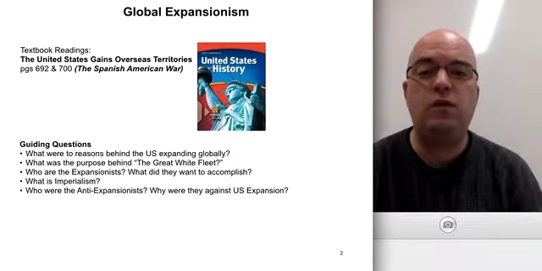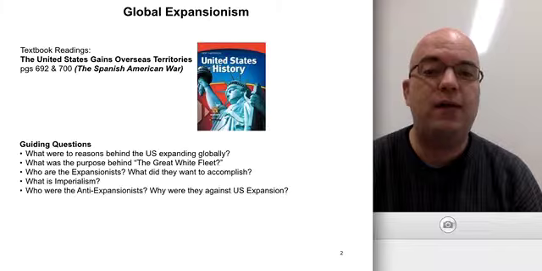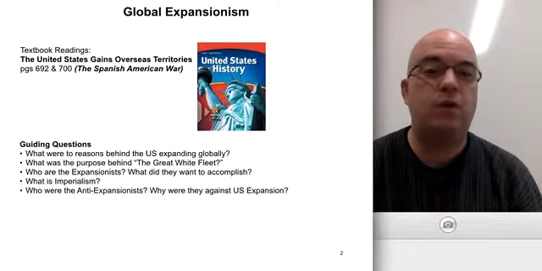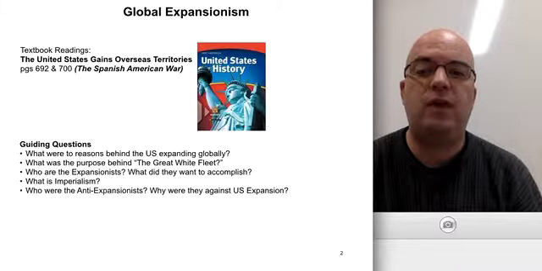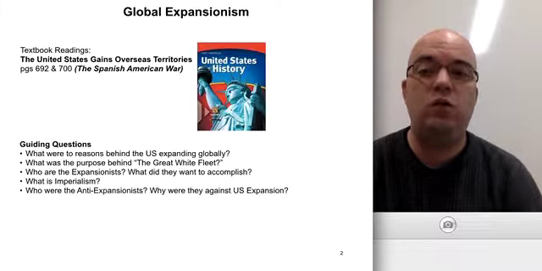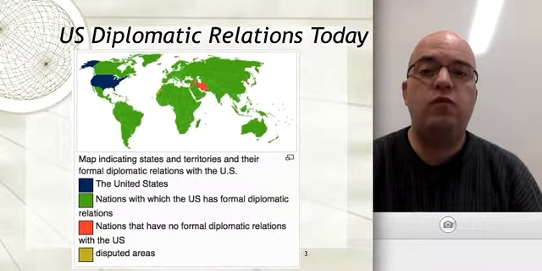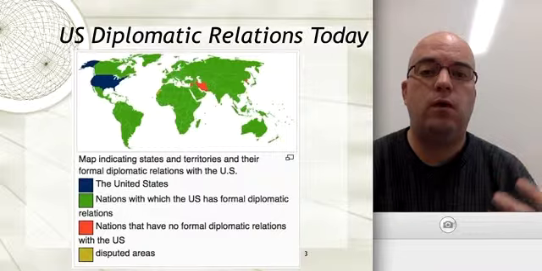Our guiding questions in this lecture are: what were the reasons behind the U.S. expanding globally? What was the purpose behind the Great White Fleet? Who were the expansionists? What did they want to accomplish? What is imperialism? And who were the anti-expansionists, and why were they against U.S. expansion?